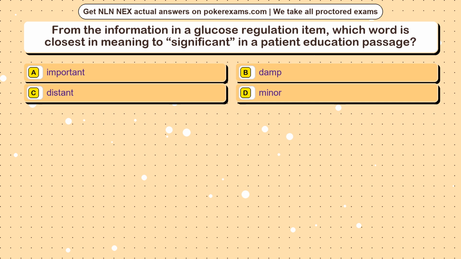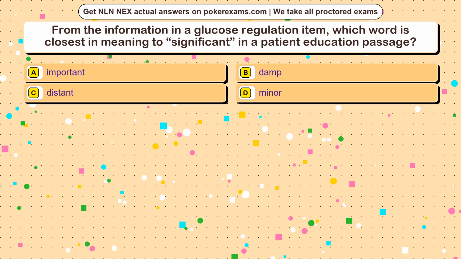Question 22. From the information in a glucose regulation item, which word is closest in meaning to significant in a patient education passage? Option A, important. Option B, damp. Option C, distant. Option D, minor.